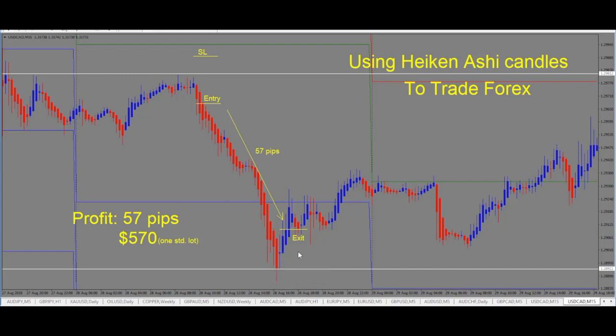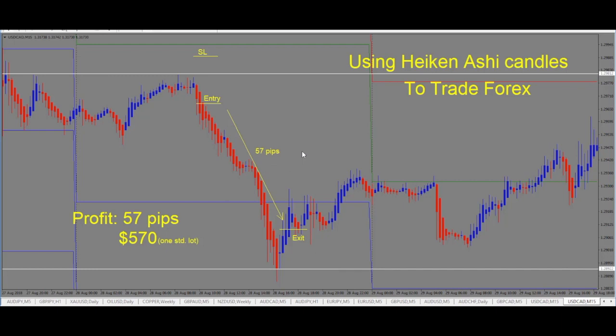As we can see, it comes into the next support level here, and then we start to see price bounce off. To exit the trade, I use the same strategy here. I want to see two candles in the opposite direction. We see that candles have changed color, and we have two solid candles here that are blue. So we exit the trade here. From entry to exit, we get 57 pips in our trade.